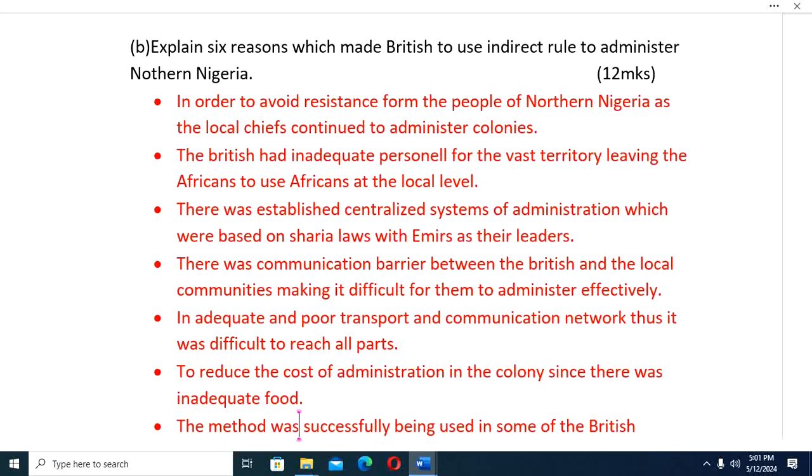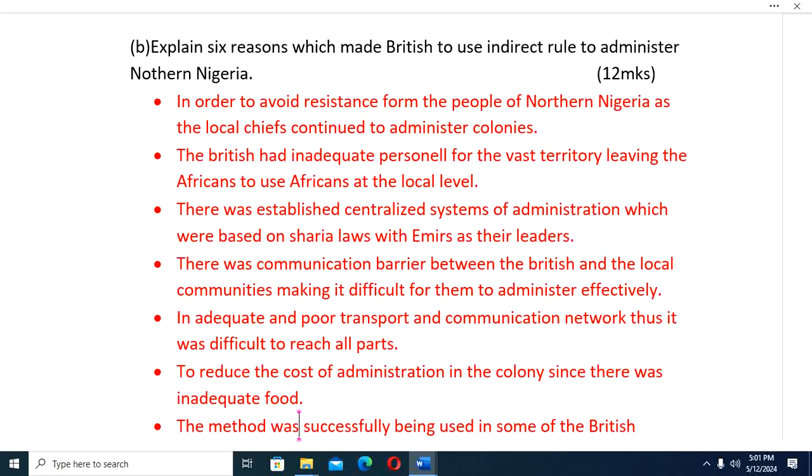Next, explain 6 reasons which made British to use indirect rule to administer northern Nigeria. Number 1, in order to avoid resistance from the people of northern Nigeria, as the local chiefs continued to administer colonies. Number 2, the British had inadequate personnel for the vast territory, leaving the Africans to use Africans at the local level.